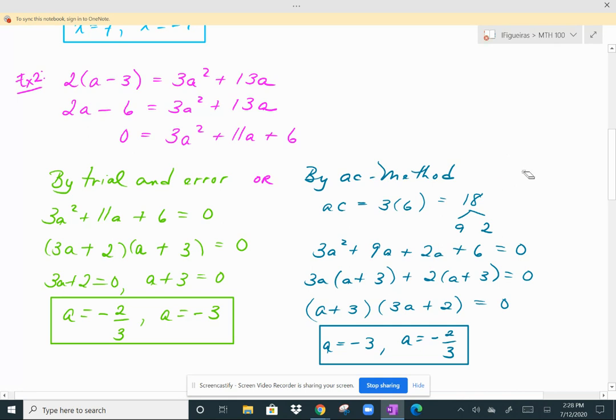Okay, so same problem, but we'll do it by AC method. You really just need to be good at one of the methods, either trial and error or AC method.